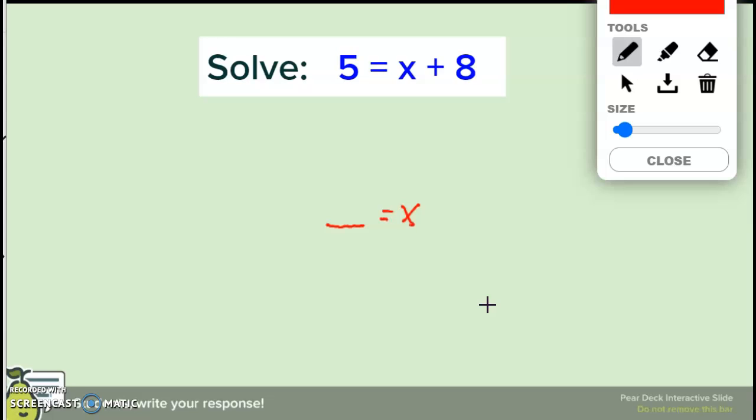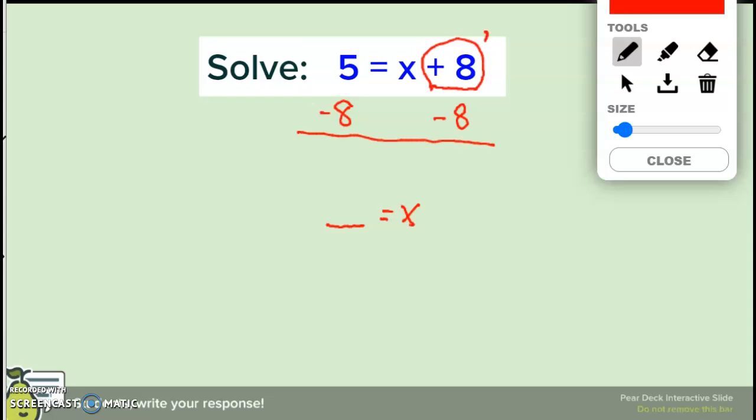So that's okay. But what is it that we do not want? We don't want this plus 8. How do I get rid of this plus 8? Your 8 is being added to x. So how can I undo add by 8? You subtract by 8. The opposite of addition is subtraction.